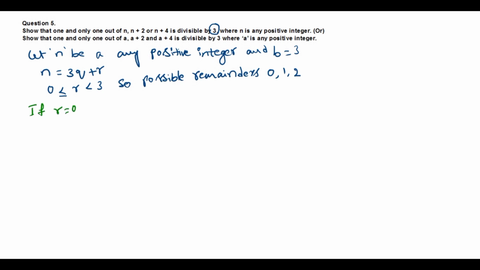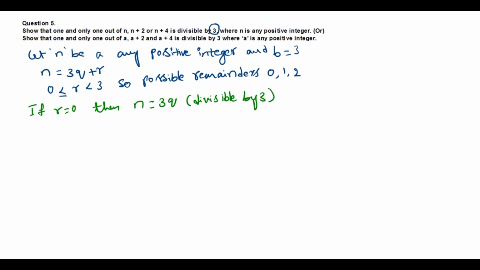Okay, so if r equals 0, condition 1 here, if remainder is 0, then n equals 3q. So this 3q means it is divisible by 3, right? 3q means 3 into q, so it is divisible by 3.